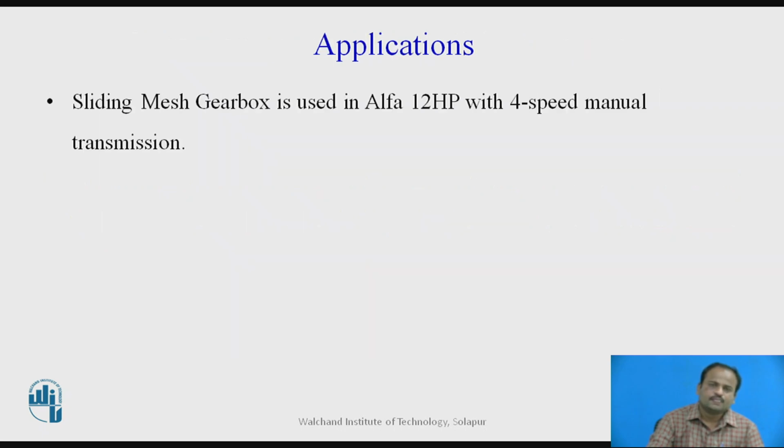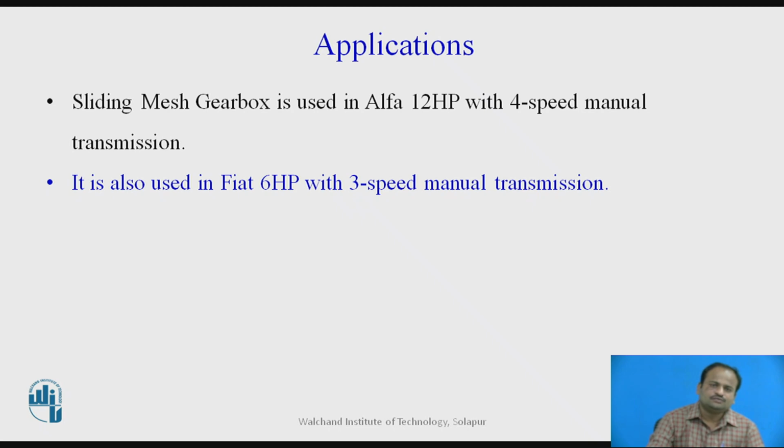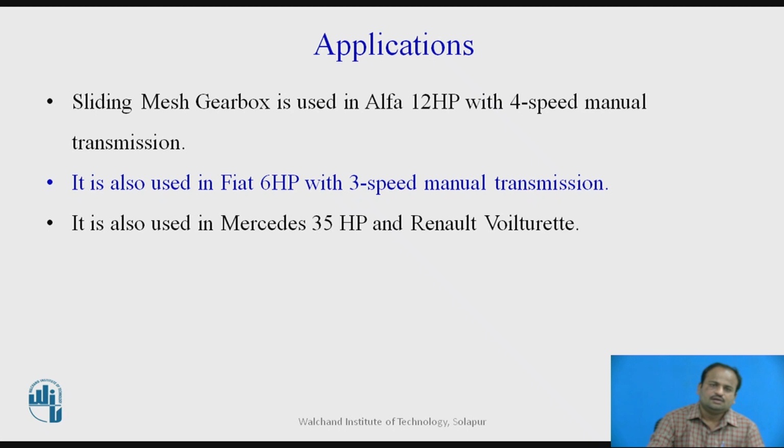Applications. Sliding mesh gearbox is used in Alpha 12 HP with 4-speed manual transmission. It is also used in Fiat 6 HP with 3-speed manual transmission. It is also used in Mercedes 35 HP and Renault Voiturette.